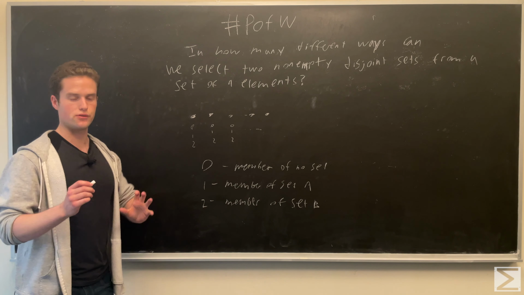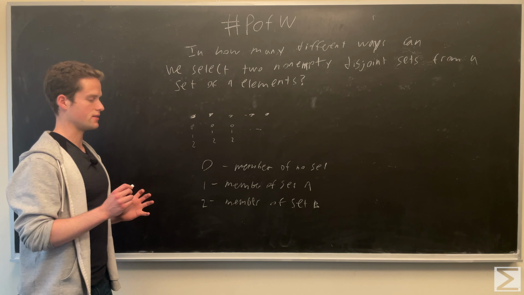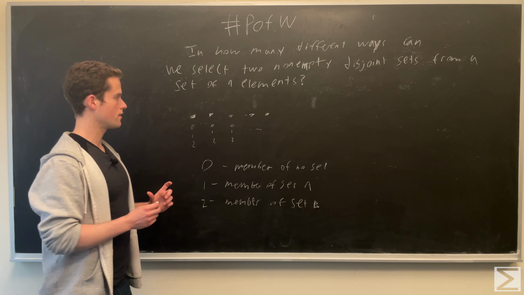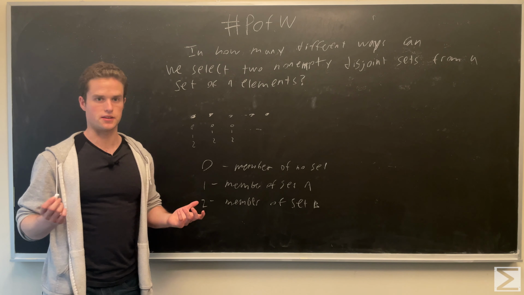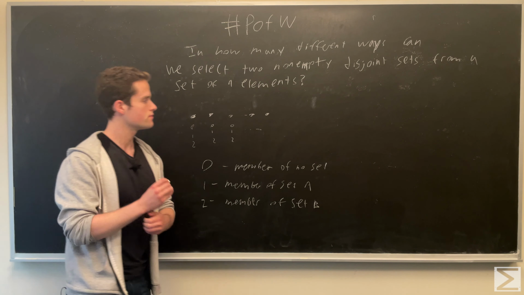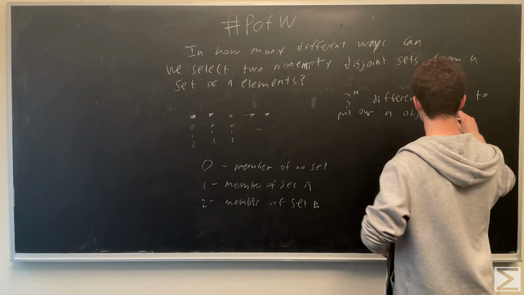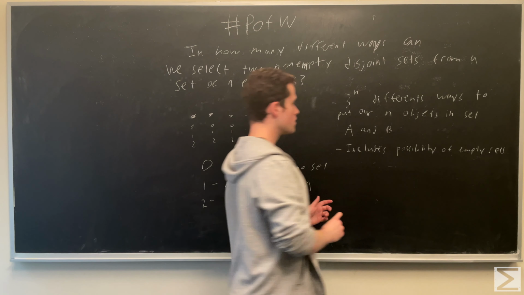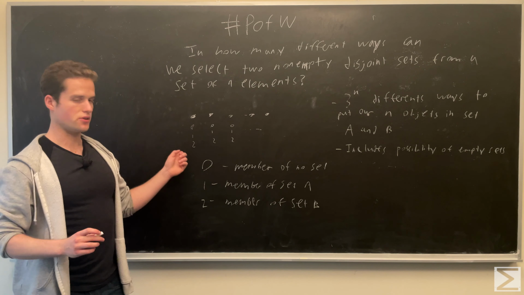So say we have two sets A and B, and we want to count the number of different ways we can put objects into these sets A and B. And we could possibly put no objects in these sets. So that's 3 to the n different ways. Now, with this quick trick of labeling 0, 1, and 2, we're almost done.